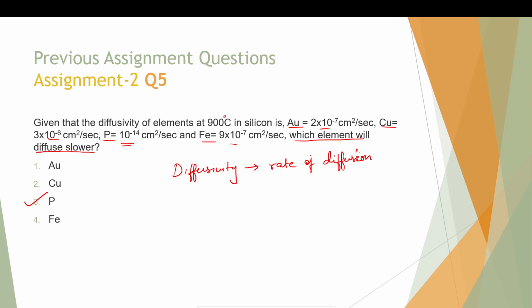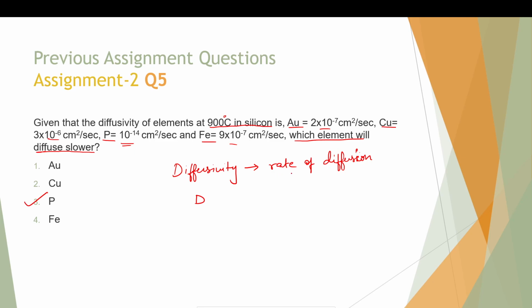Yeah, so they have given us the diffusivity. Diffusivity is nothing but the rate of diffusion. It's the constant D in the diffusion equation. By definition, it tells us how fast or slow the element will diffuse in the system. These are the diffusivity values that they have given, at 900 degrees Celsius in silicon. Diffusivity is always defined for which element is diffusing, in what material, and at what temperature, and they have given us all those values.